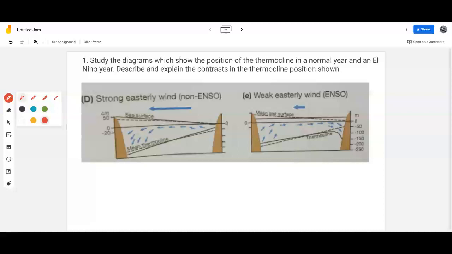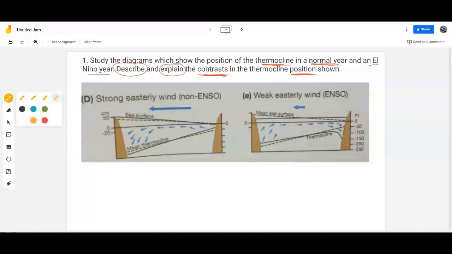Study the diagrams which show the position of the thermocline, come to that in a moment, in a normal year and in an El Nino year. So we're doing a compare and contrast here. The command phrase is to describe what is happening and explain. And what is it that we're having to describe and explain? The contrasts in the thermocline position. Anytime you're approaching a question, it's important to deconstruct it like that.